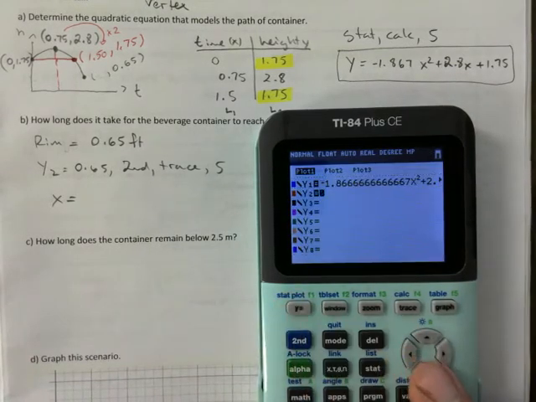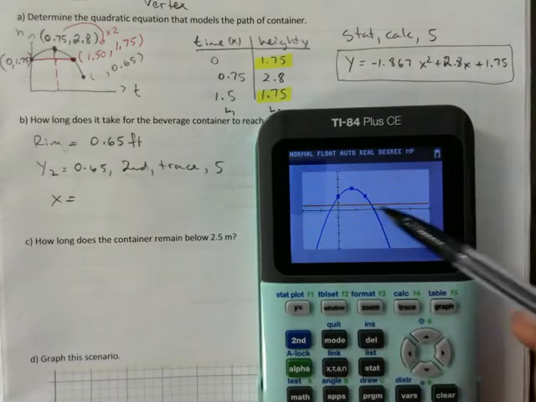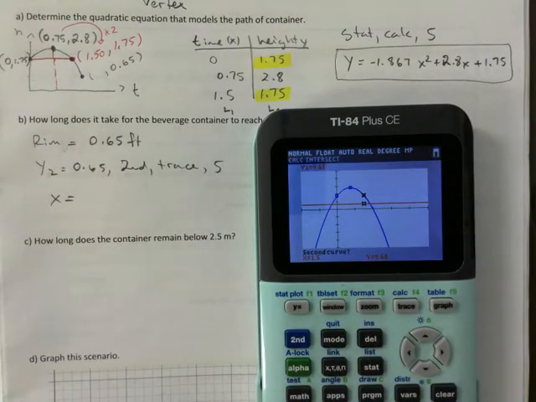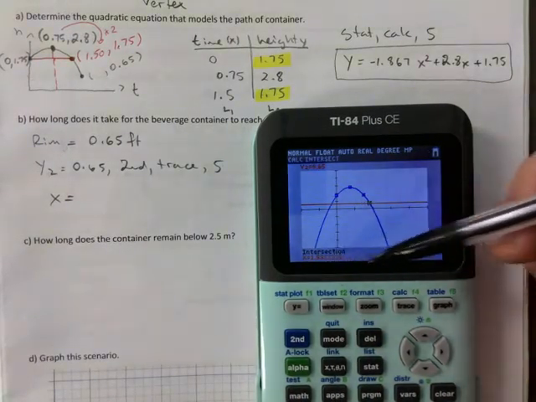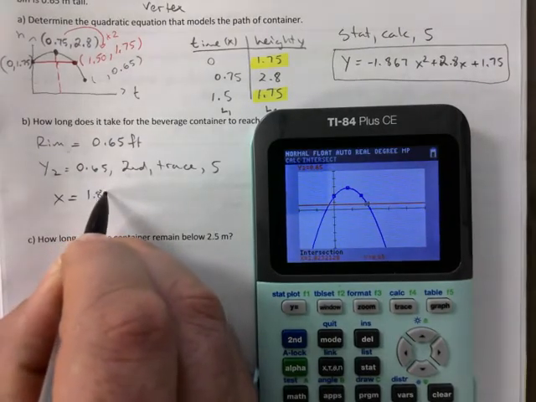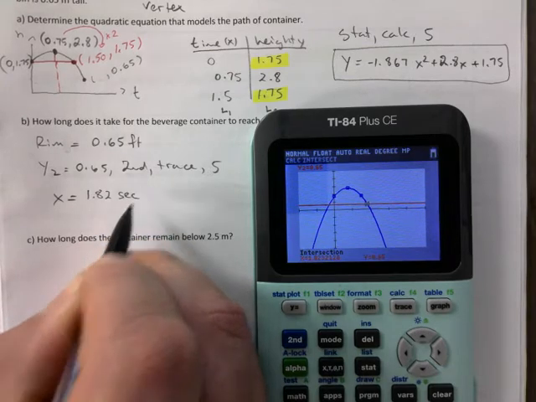So y2 is equal to 0.65. There it is. So it happens right there. Second trace 5, enter, enter, enter. And the answer is 1.82 seconds.